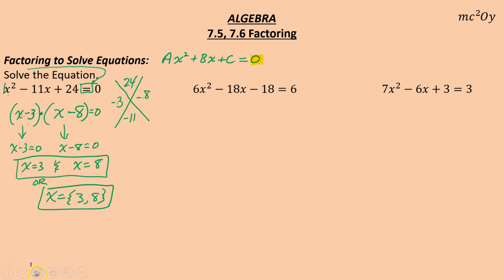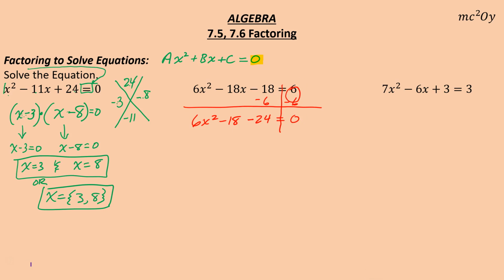Okay, this next one actually has us set it equal to 0 first. Let's move the 6 over. So I'm going to subtract 6 from both sides. Now I have 6x squared minus 18x, and negative 18 minus 6 is negative 24, equals 0. Now I've got it equal to 0.